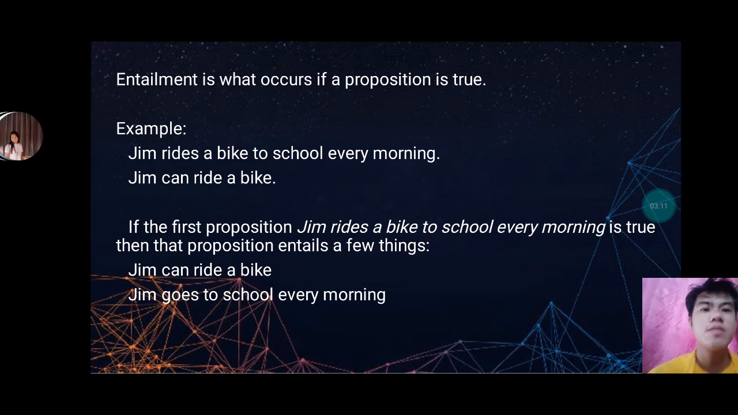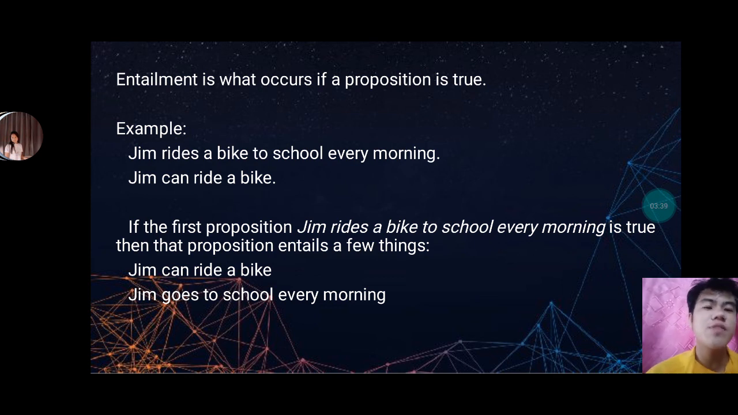So entailment is what occurs if the proposition is true. For example, this is a situational example. Jim rides a bike to school every morning, and also Jim can ride a bike. So in the first proposition, Jim rides a bike to school every morning, it is true. Then the proposition entails a few things.